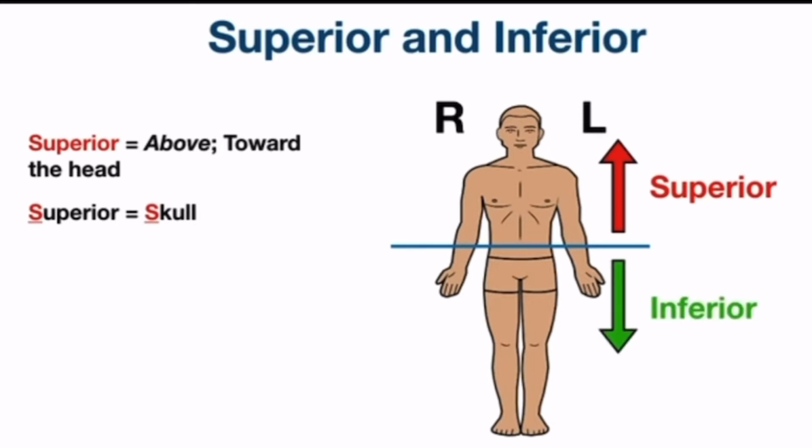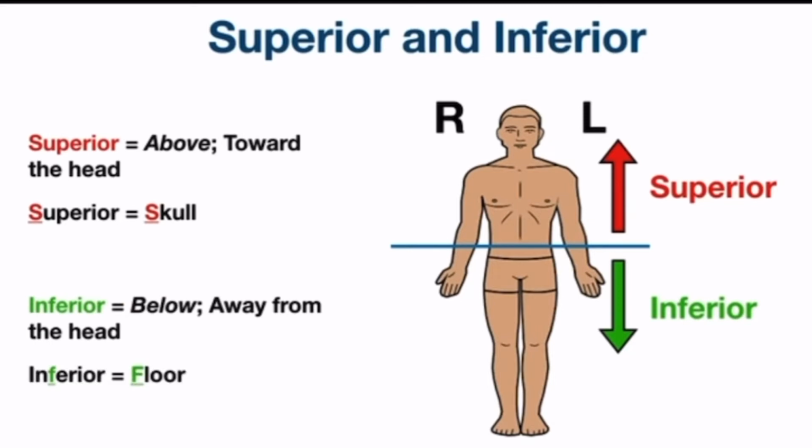If we move away from the head, then we're moving inferior. So inferior is defined as below or away from the head. You can use the F in inferior to think of floor, and this can help you remember inferior is toward the floor. Superior and inferior also go by different names.